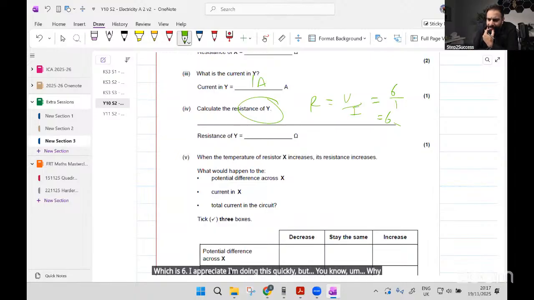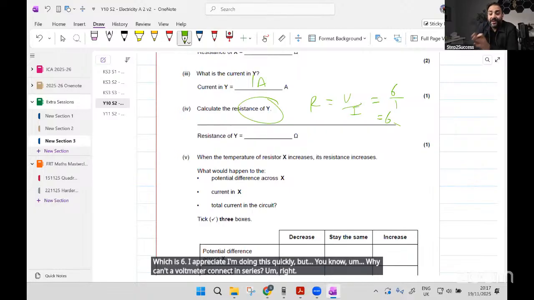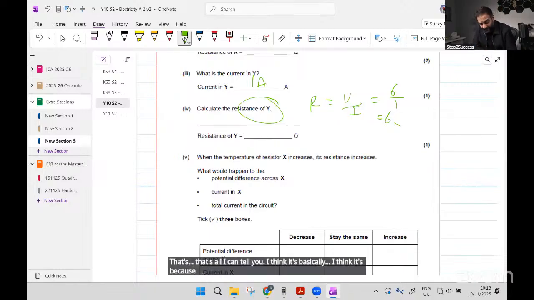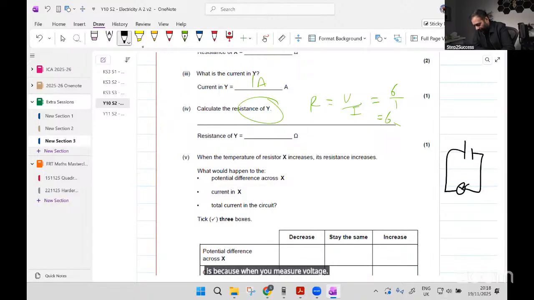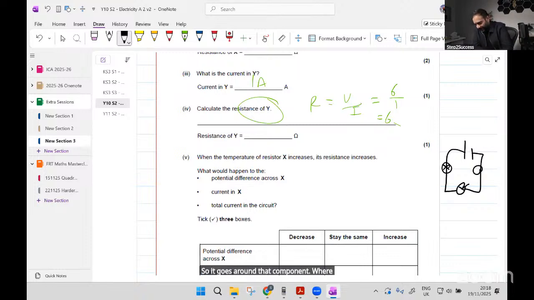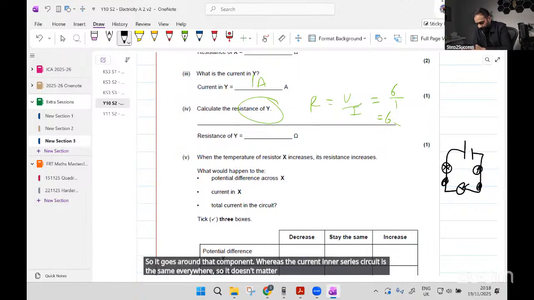Why can't a voltmeter connect in series? I genuinely don't know the answer to your first question, other than it doesn't. A voltmeter is connected in parallel, and an ammeter is connected in series. That's all I can tell you. I think if you really want a technical answer, it's because when you measure voltage, it can be different for different components depending on their resistance. So you can't just put a voltmeter here and get the voltage because that doesn't make sense. You can only work out the voltage for a component specifically, so it goes around that component. Whereas the current in a series circuit is the same everywhere, so it doesn't matter where you put the ammeter as long as you put it in line with everything else.